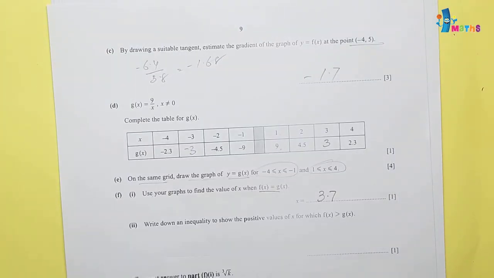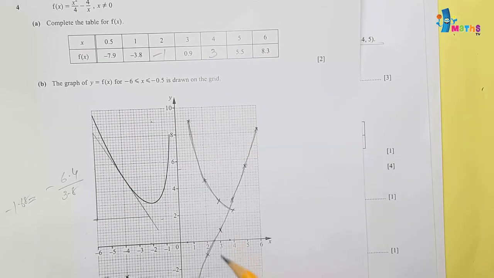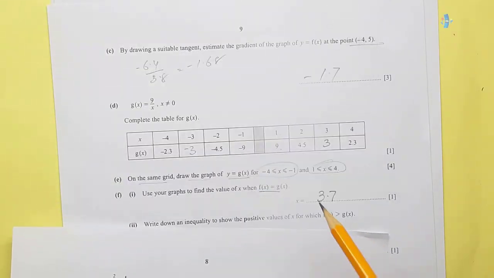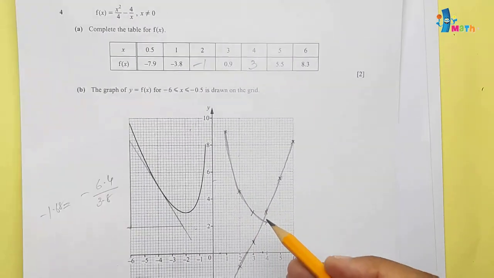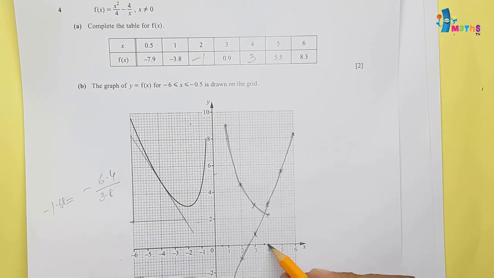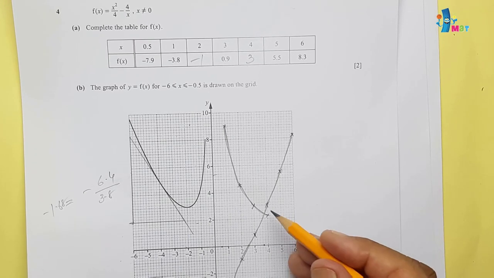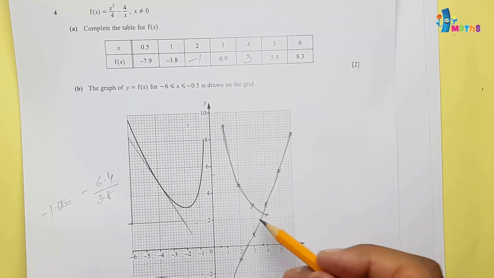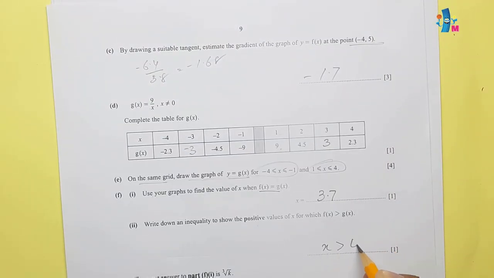Write down an inequality to show positive values of x for which f of x is greater than g of x. This is g of x which we have drawn. So f of x is greater than g of x when x is greater than 4. This is going down and this is going up. So x is greater than 4 will be the answer for this.